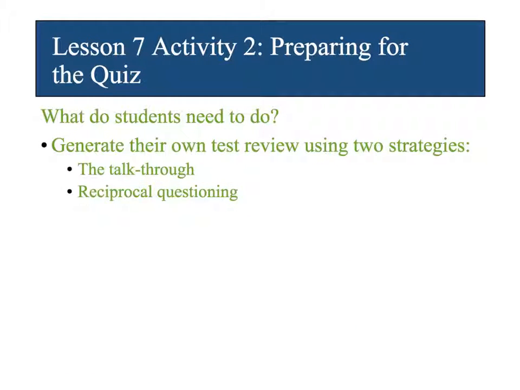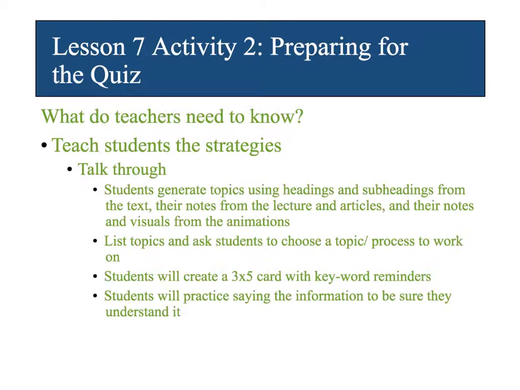So the first thing that they'll do is generate their own test review using 2 strategies. First, a talk through, and the second is a reciprocal questioning strategy. So the first thing that teachers need to do is to teach students to use the strategies. For the talk through, the first thing to do is to ask students to generate a list of topics.